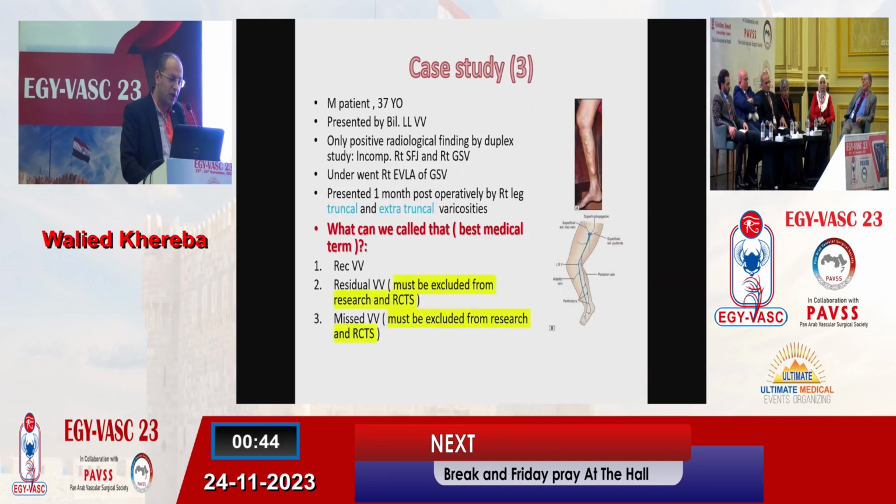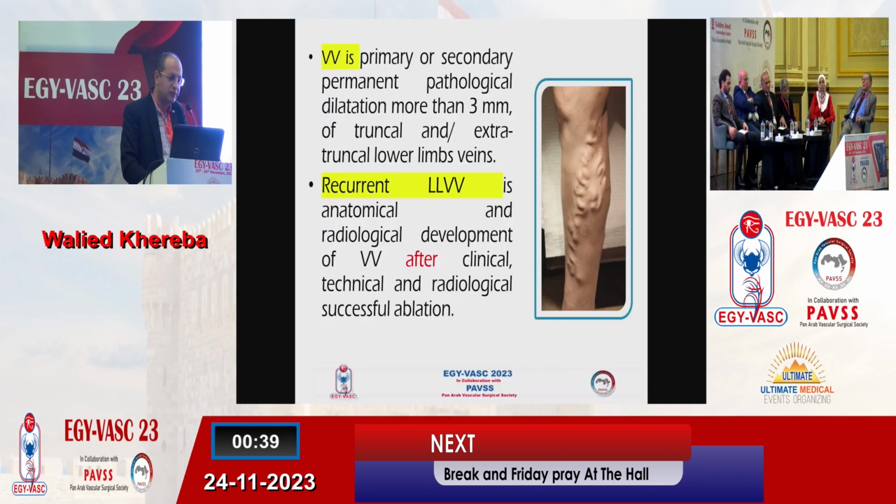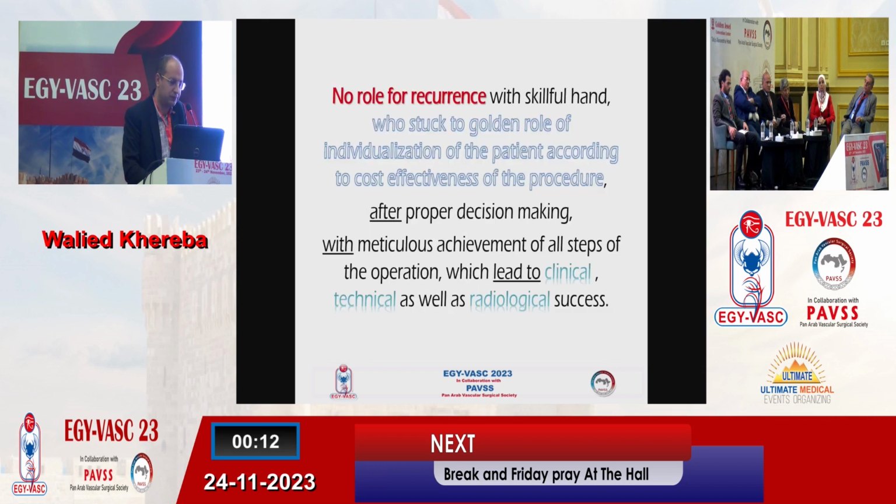To save time, I will skip those rapidly and go to the take-home message. Varicose vein is a primary or secondary permanent pathological dilatation of more than 3 millimeters of truncal and extratruncal lower limb veins. And I think that the definition of recurrent lower limb varicose vein should be: recurrent lower limb varicose vein is anatomical and radiological development of varicose vein after clinically, technically and radiologically successful previous ablation.